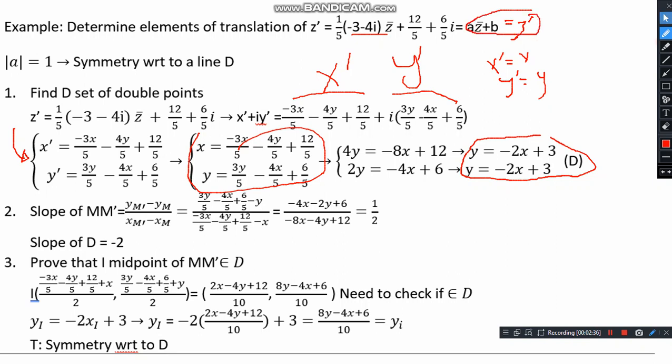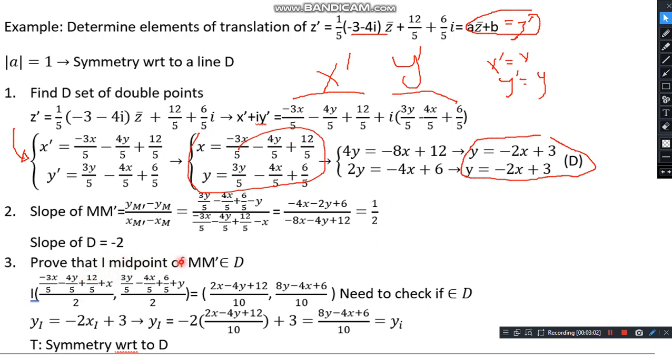Now we want to check that the product of the slope of the line and that of MM prime is minus 1. So we're going to compute the slope of MM prime. The slope of MM prime is y of M prime minus y of M, this is y of M prime, this whole expression here, minus y of M, which is y, over x of M prime, this is it, minus x. If you do the calculation, you're going to get a half. Half times minus 2 is minus 1, so it is correct.